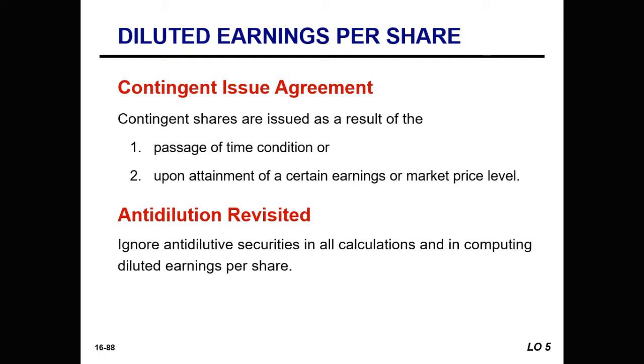Contingent issue agreements. Contingent shares are issued as the result of passage of time or condition, upon attainment of certain earnings or a market price level. Remember, if it's an anti-dilutive security, we will ignore that in all our computations of calculating diluted earnings per share.